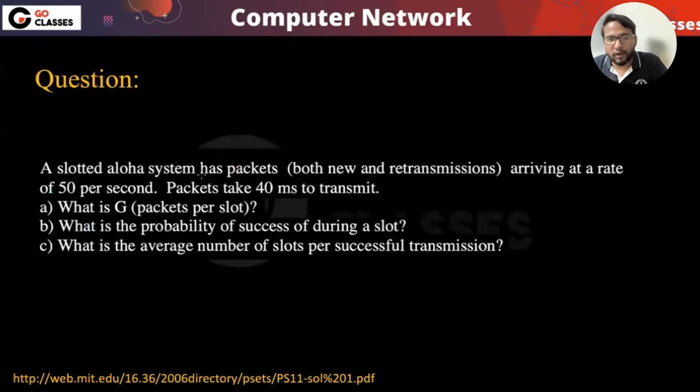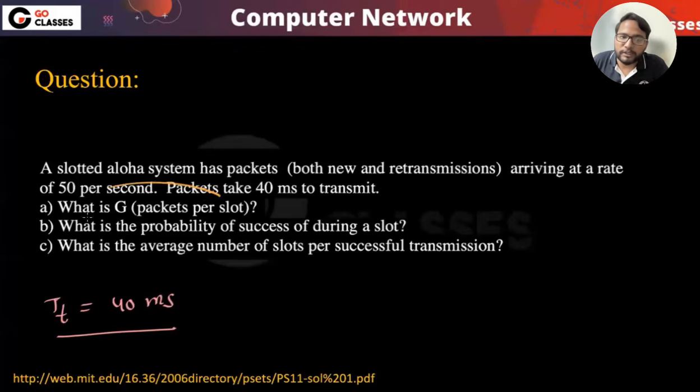A slotted Aloha system has packets, both new and retransmissions, arriving at the rate of 50 per second. We have already solved this, but let's just quickly solve this also. They are saying that packets arrive at the rate of 50 per second. Packets take 40 milliseconds to transmit, right? So what is the transmission time here? 40 milliseconds. We solved this question in the last class, so that's why I'm doing it a little quickly.